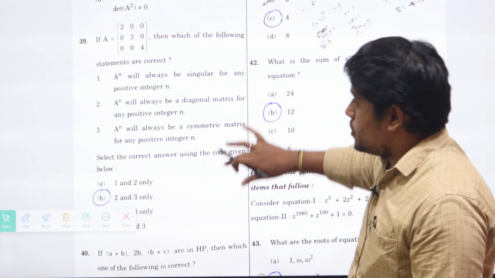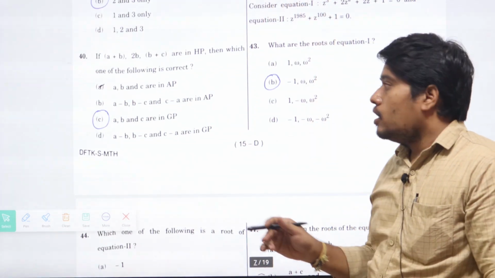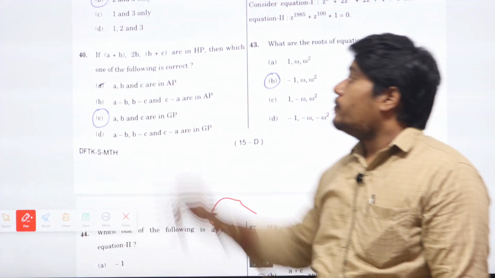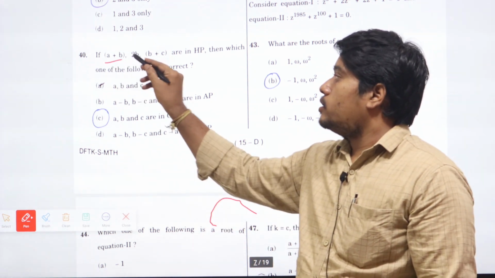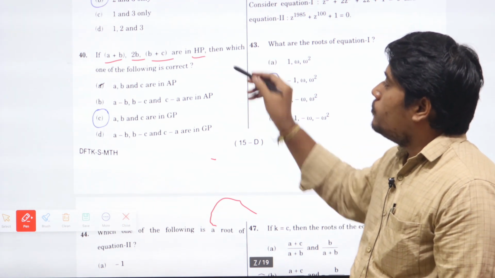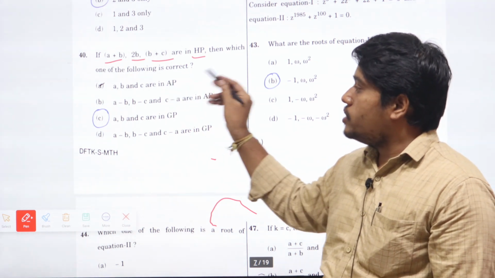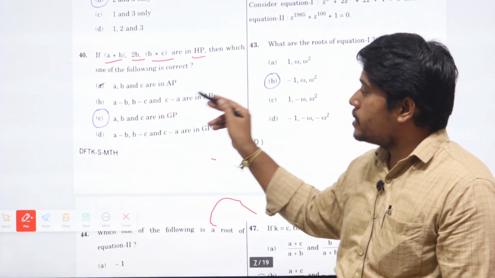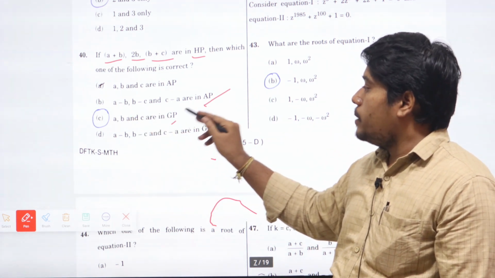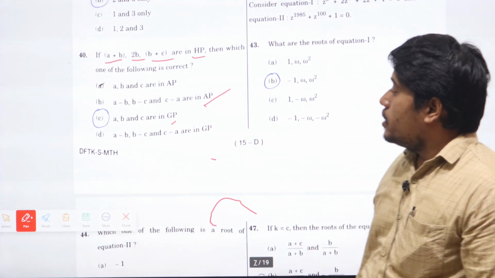So next, question number 40. This is based on harmonic progression, HP. If A plus B is the first term, 2B is the second term, and B plus C is the third term, in HP, then which one of the following is correct? The options are: A, B, C are in AP; A minus B, B minus C, C minus A are again in AP; A, B and C are in GP; and the final one is A minus B, B minus C, C minus A are in GP.